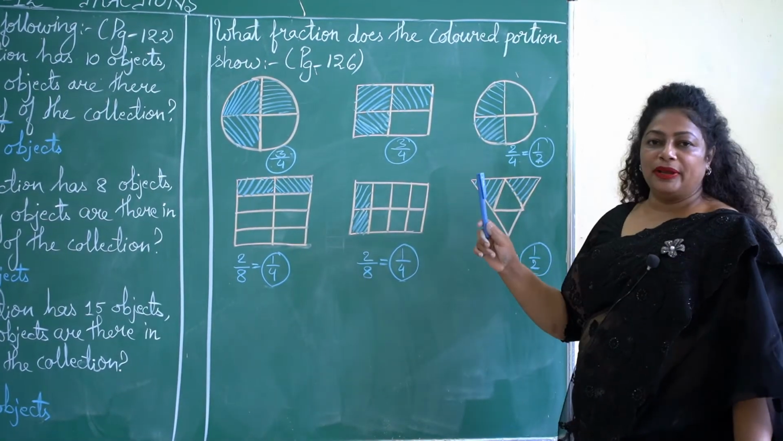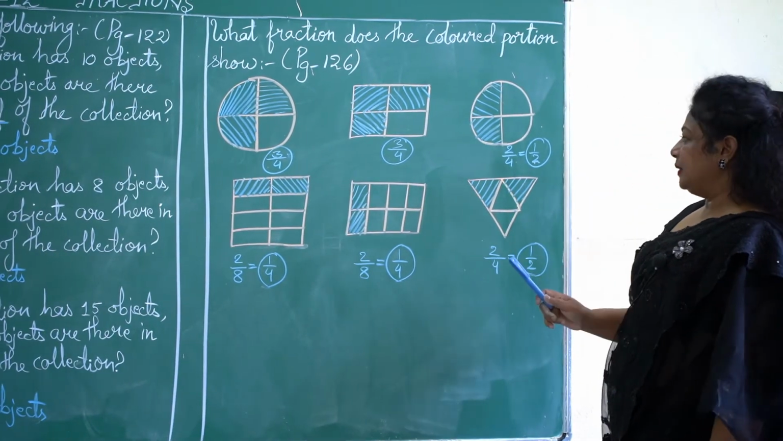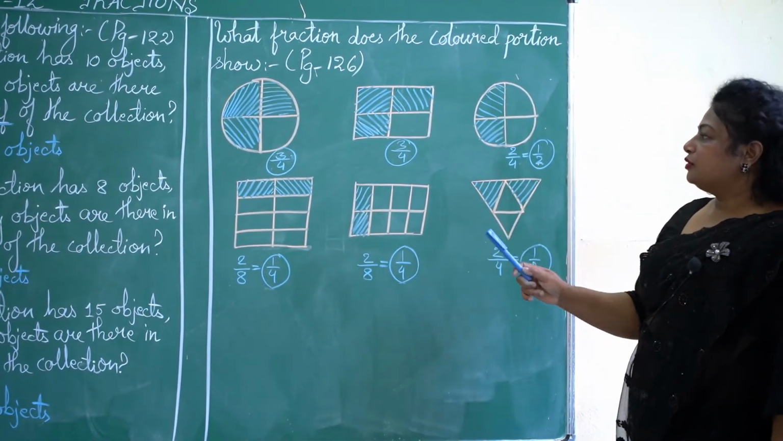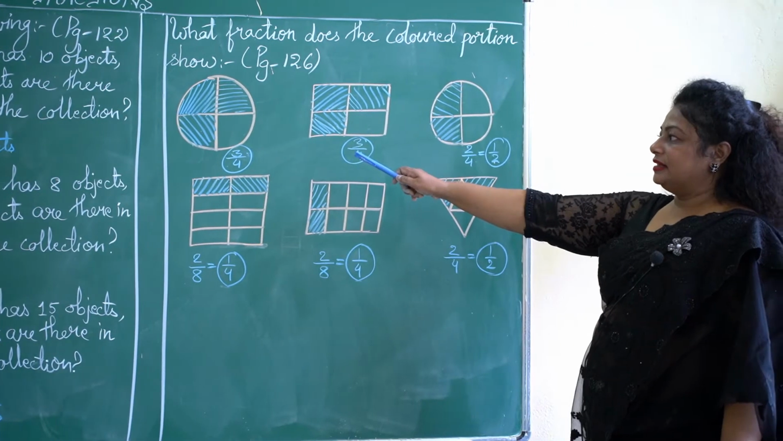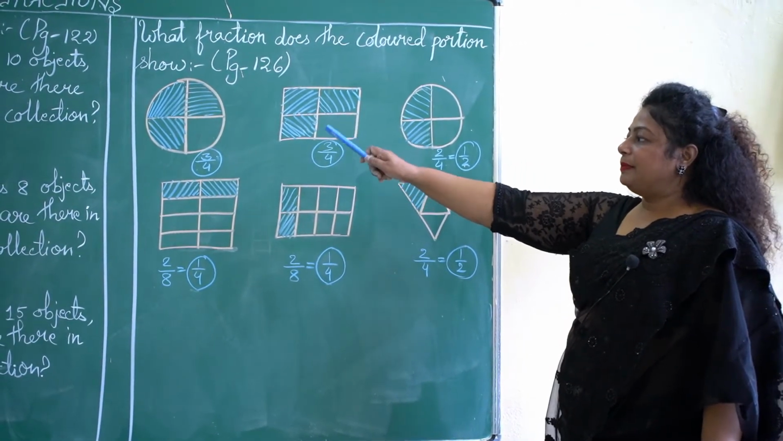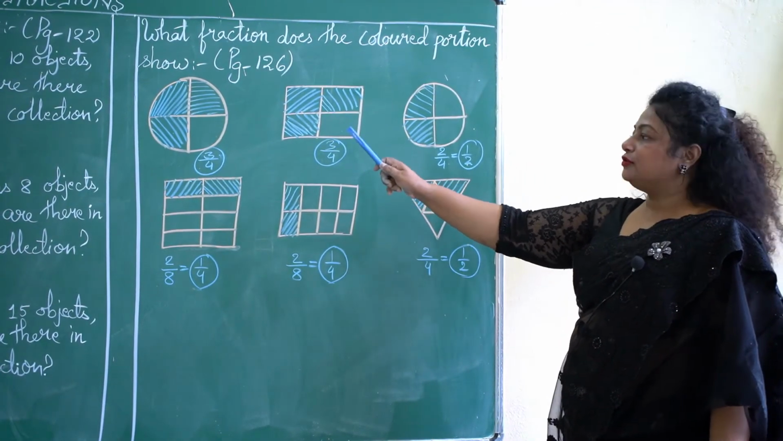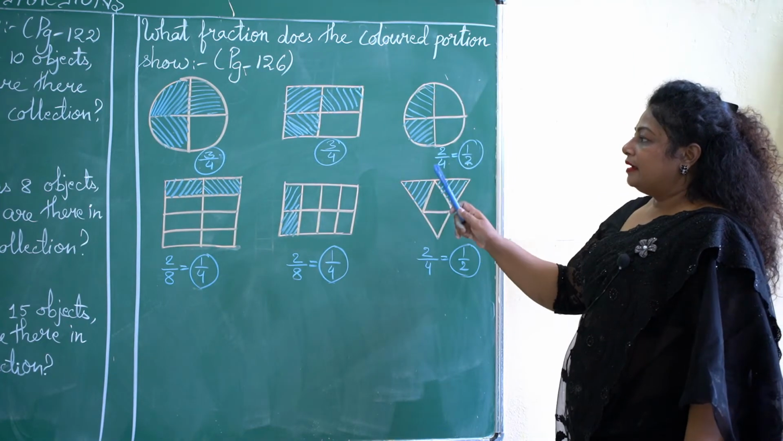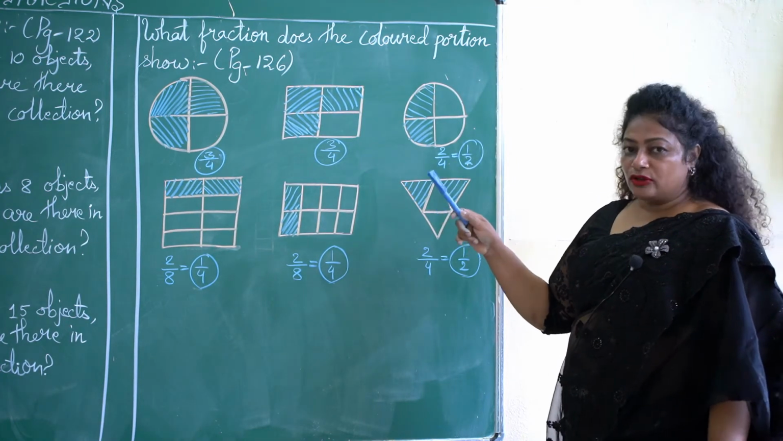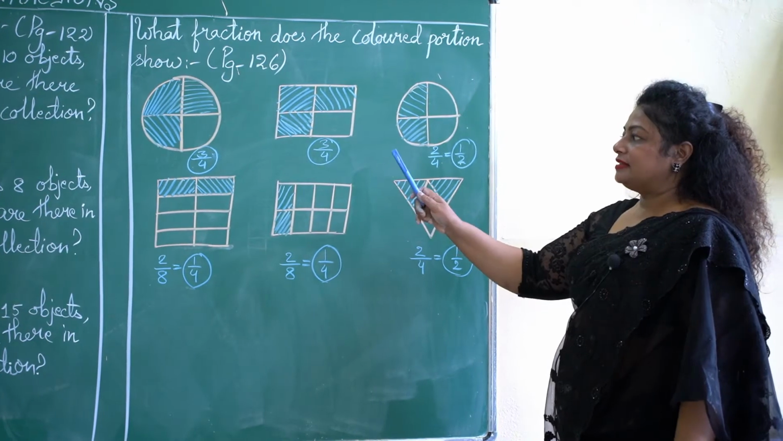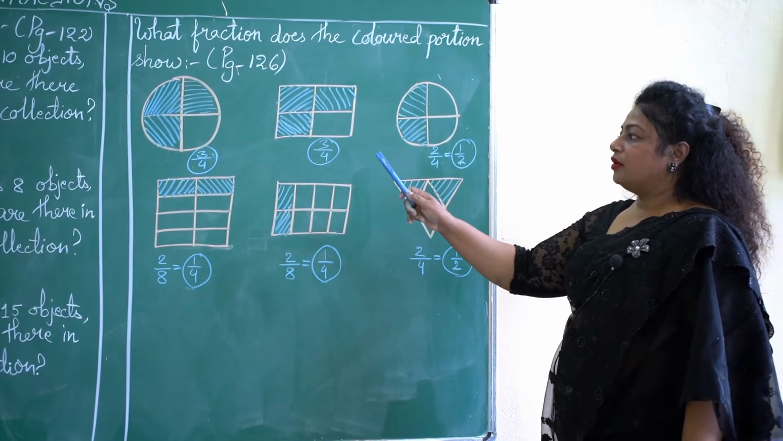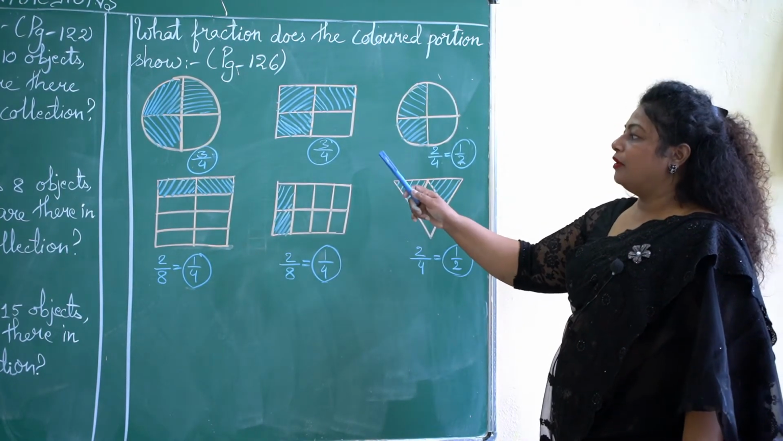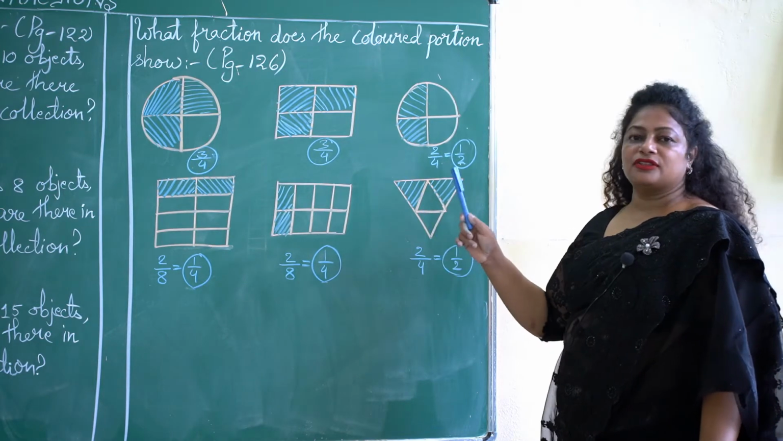The next question given to you in the book is, what fraction does the colored portion show? It is given on page number 126. Okay children, so the first figure given to you is like this. How many parts it is divided in? It is divided into 4 parts. So how many parts are shaded? That also we have to see. 3 parts are shaded. So the answer or the fraction will be 3/4. That means the fraction we got is 3 by 4.